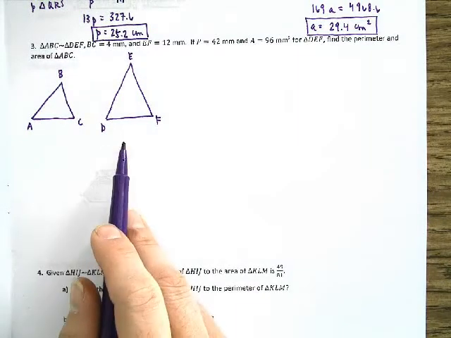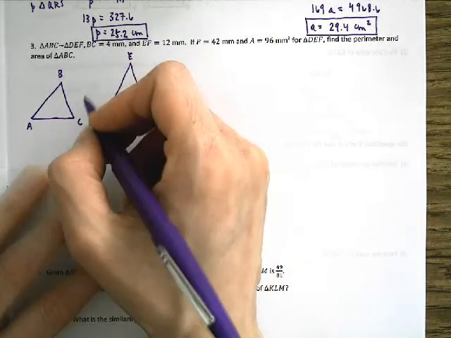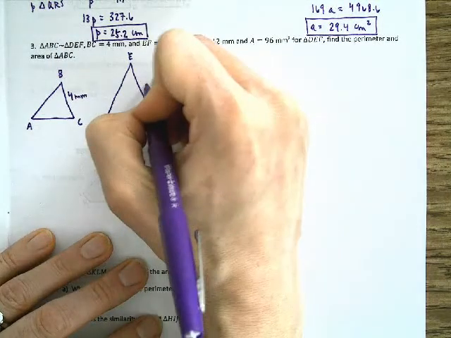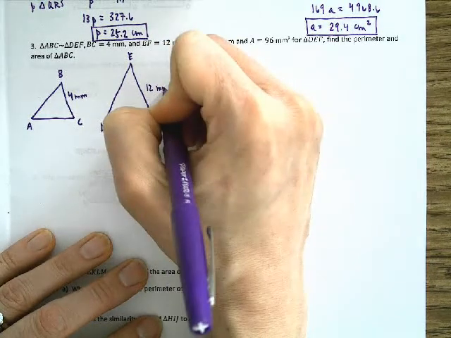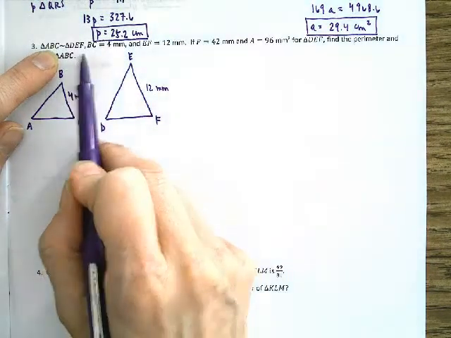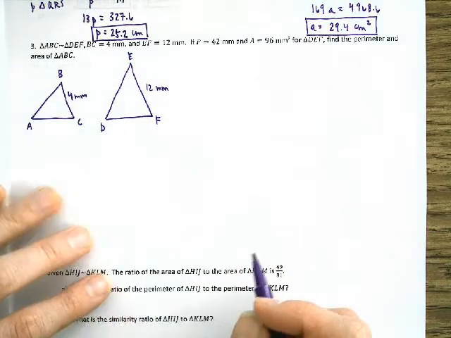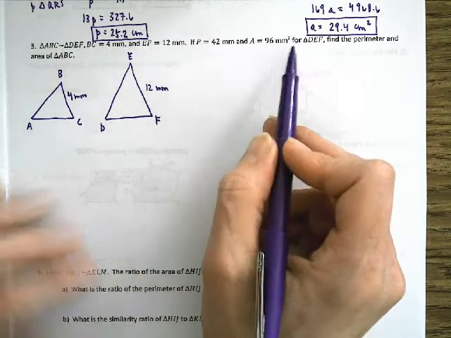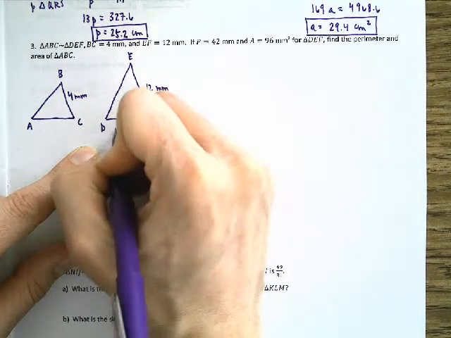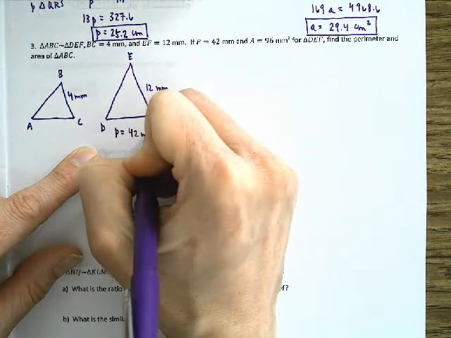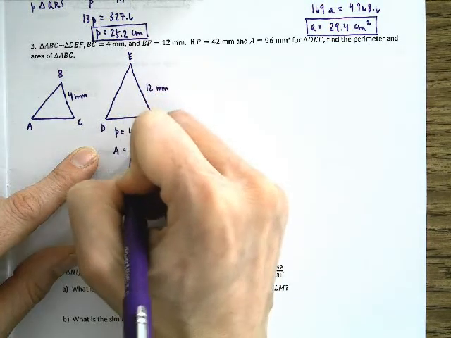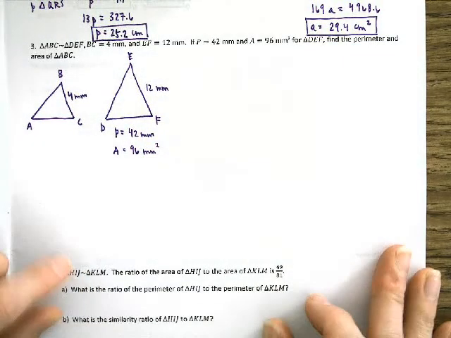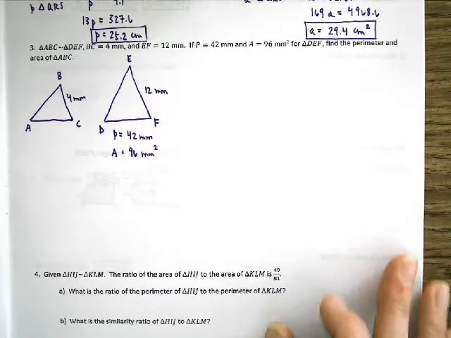So I have ABC and DEF are similar. It tells me BC is 4 millimeters, EF is 12 millimeters. And again, I can tell by my similarity statements that those are corresponding sides. Now, it's giving me the perimeter and area for triangle DEF this time. So it says P equals 42 millimeters, and the area equals 96 square millimeters. So now I just need to find the perimeter and area of triangle ABC.